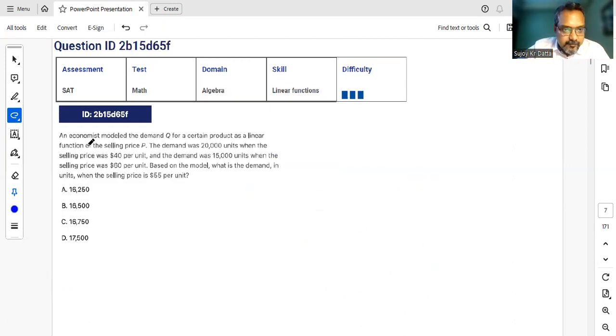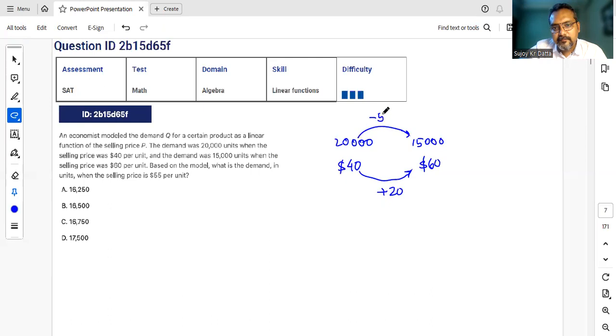This one says the economists model the demand of a product as a linear function, meaning it's a straight line. The demand was 20,000 when the selling price was 40, so 20,000 at 40 per unit, and then it became 15,000 when it was 60. What we clearly see is that when the price is increased by 20, demand dipped by 5,000. That gives you the idea of the slope. So this is Q, this is P.